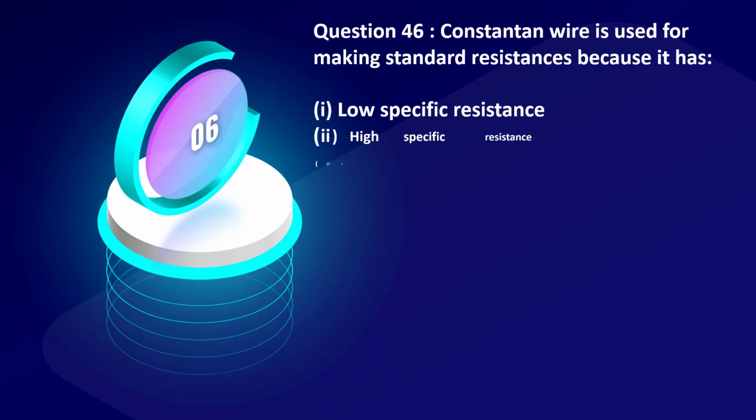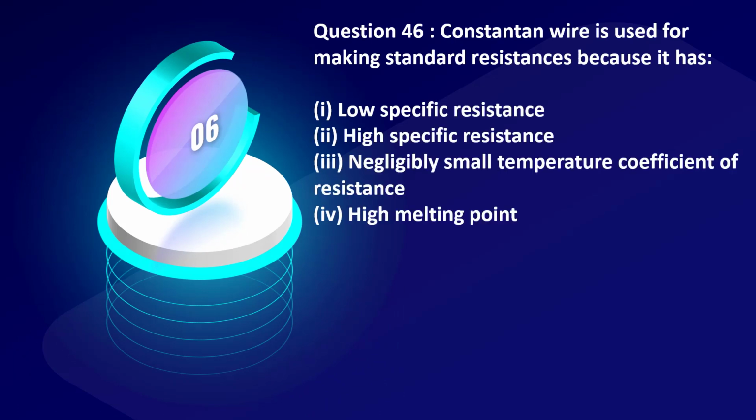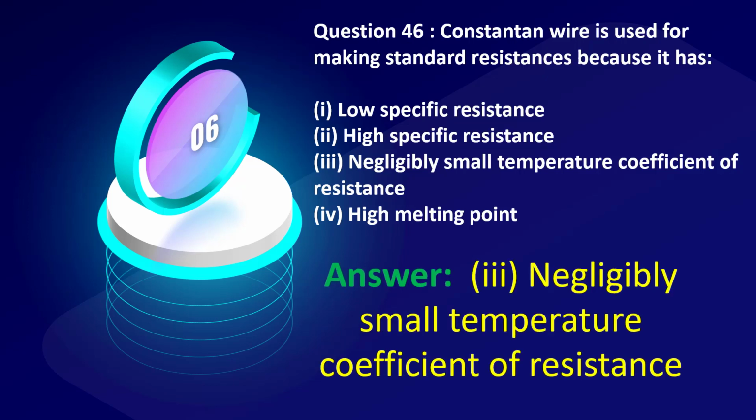Question 46. Constantan wire is used for making standard resistances because it has: 1. Low specific resistance. 2. High specific resistance. 3. Negligibly small temperature coefficient of resistance. 4. High melting point. Answer: Negligibly small temperature coefficient of resistance.